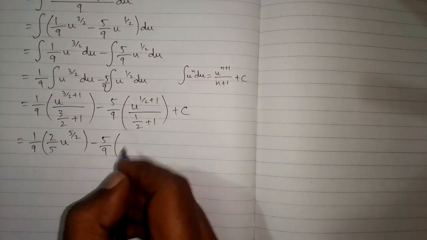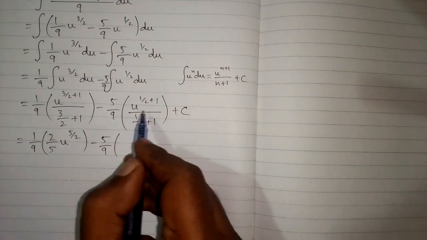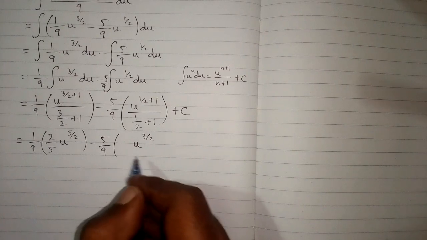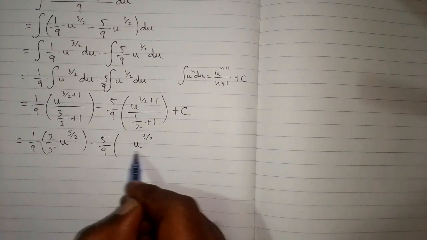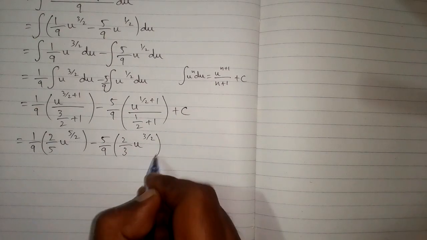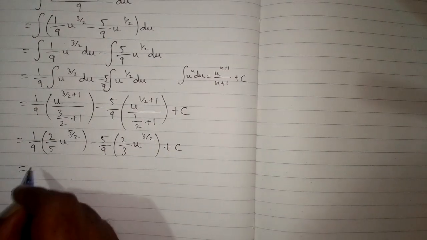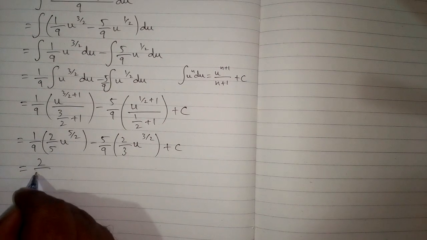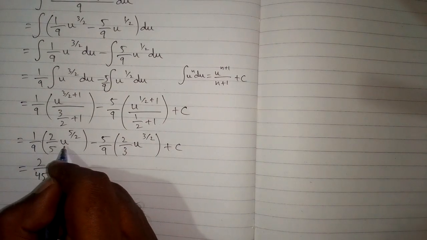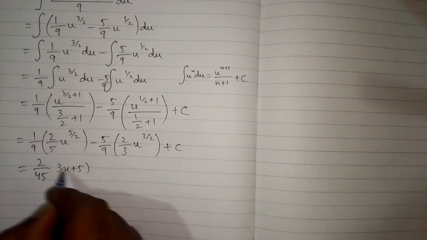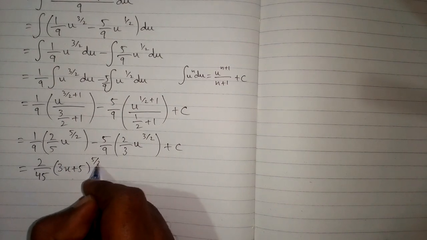And then u raised to the power 1 upon 2 plus 1 is u raised to the power 3 upon 2, and in the denominator we have 3 upon 2, so this can be written as 2 upon 3. Now 1 upon 9 multiplied by 2 upon 5 is 2 upon 45, and then we put the value of u, which is 3x plus 5 whole power 5 upon 2.